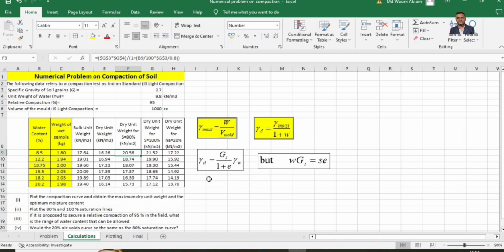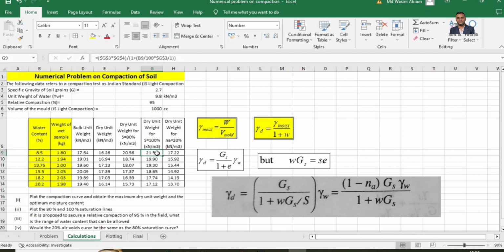In the question it is asked that we have to plot for 80% saturation and 100% saturation. So we have to calculate the unit weight for 80% saturation and unit weight for 100% saturation. Here we can see the formula, gamma D is equal to G by 1 plus e, times gamma W, but wG is equal to Se. From this formula we can put e is equal to wG by S in place of e in this formula. The formula becomes like this as shown here.